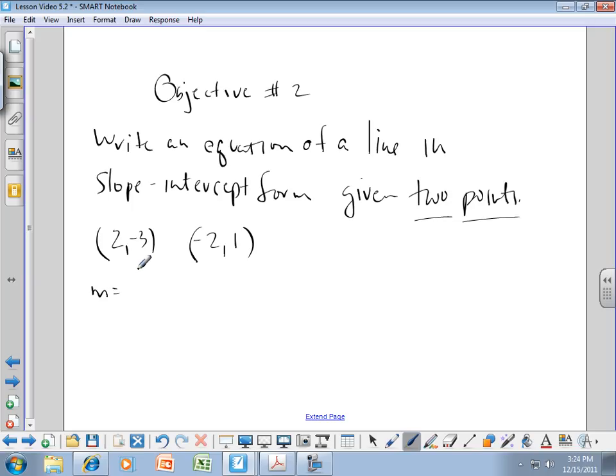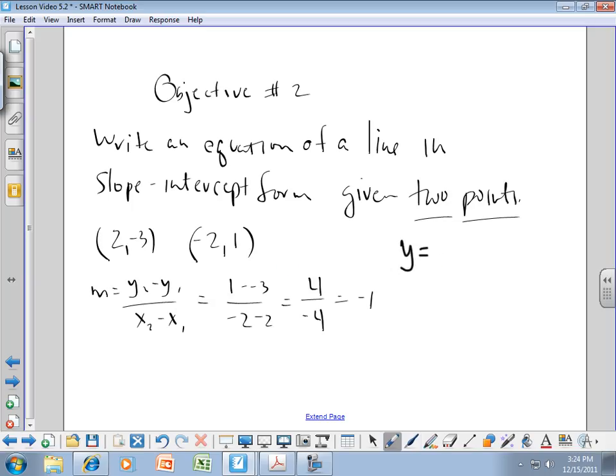Yes, you can. All right? Your slope formula hasn't changed. It's still y2 minus y1 over x2 minus x1. Let's go 1 minus negative 3 over negative 2 minus 2. Well, what's 1 minus negative 3? It's really 1 plus 3. So that's 4. Negative 2 minus 2 is negative 4. So what's the slope? Negative 1. So now we have an m.